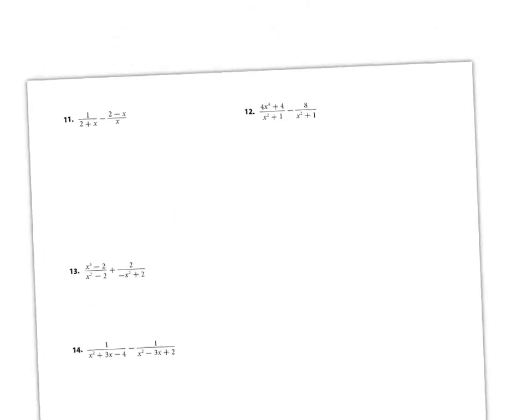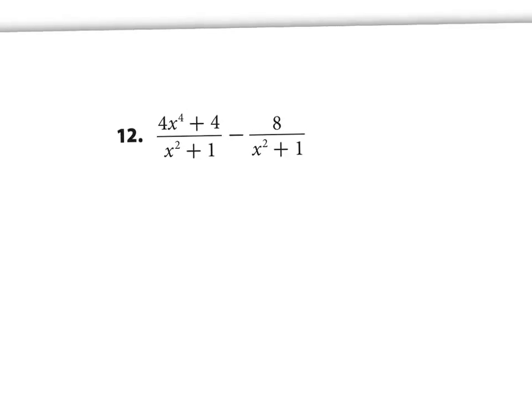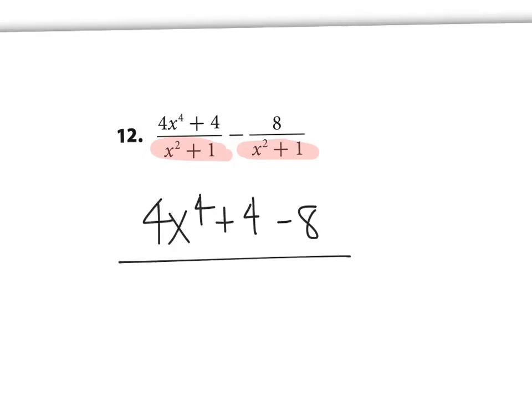So problem 12. Again, we have common denominators, so this works out pretty nice. Because notice both my denominators are x squared plus 1, so I don't have to find common denominators. So I'm going to go ahead and write it as one giant problem. We have 4x to the 4th plus 4 minus 8 divided by x squared plus 1.